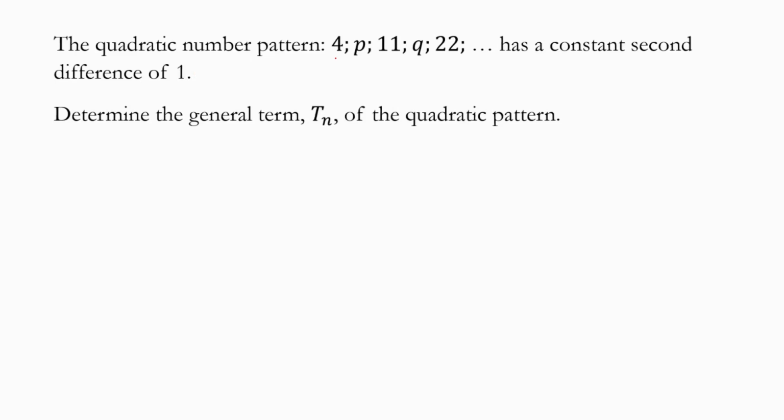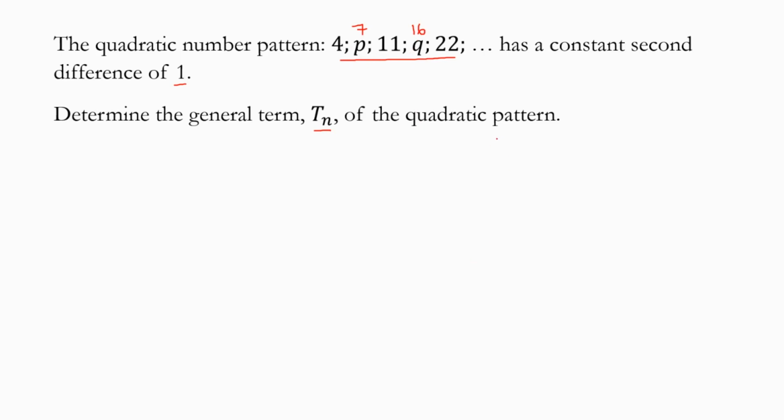The quadratic number pattern, we're given the quadratic number pattern, has a constant second difference of 1. Determine the general term Tn of the quadratic pattern. In the previous question, question 2.1, we managed to prove that P is equal to 7 and Q is equal to 16. So now we're going to use that. Now we need to find Tn.